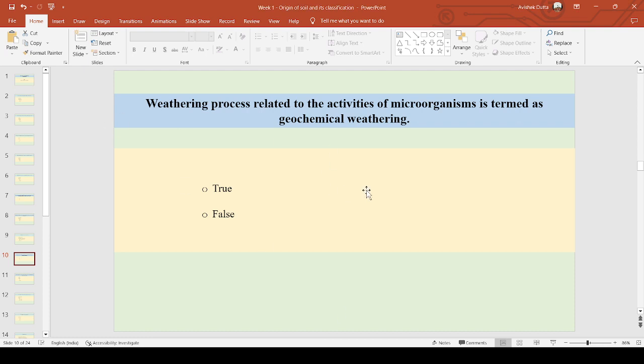So the last question was: weathering process related to the activities of microorganisms is termed as geochemical weathering. Statement is true or false. Next question.